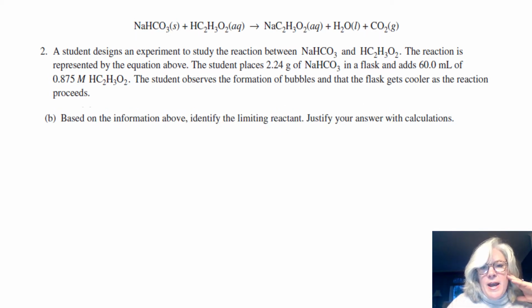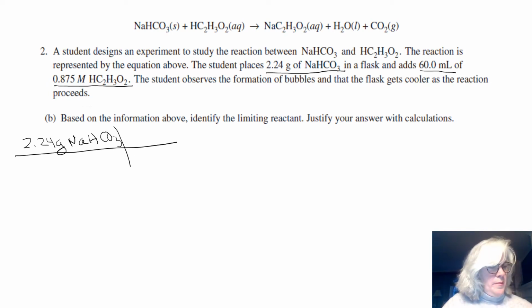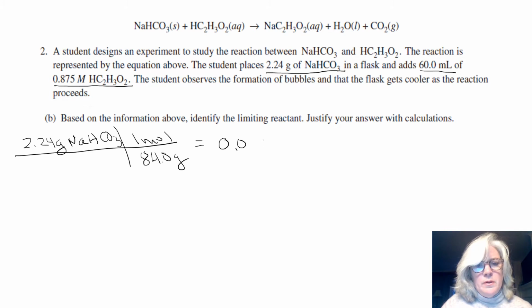Okay, limiting reactant. So let's take a look at what we have for our reactants. I've got that much of my solid, and I've got 60 milliliters of that solution. So let's start with our solid. I've got 2.24 grams of NaHCO3. I'm going to divide that by the molar mass, which is 84 grams. And that gives me 0.0267 moles. Okay.